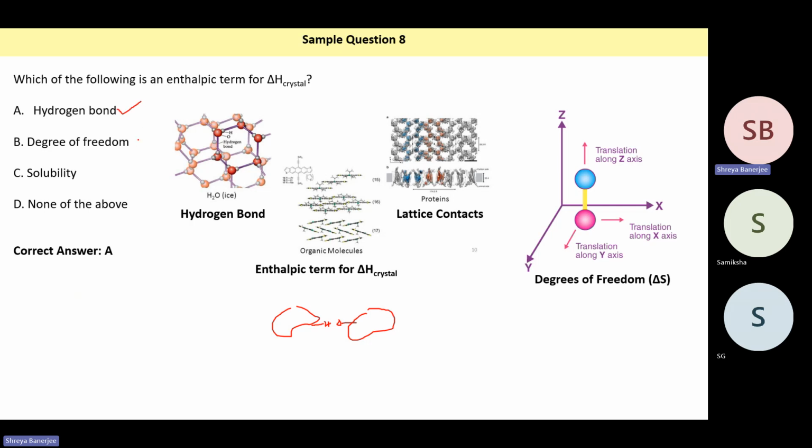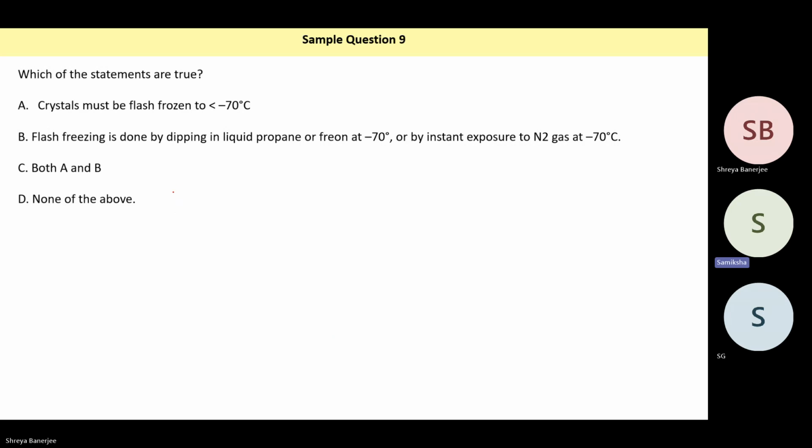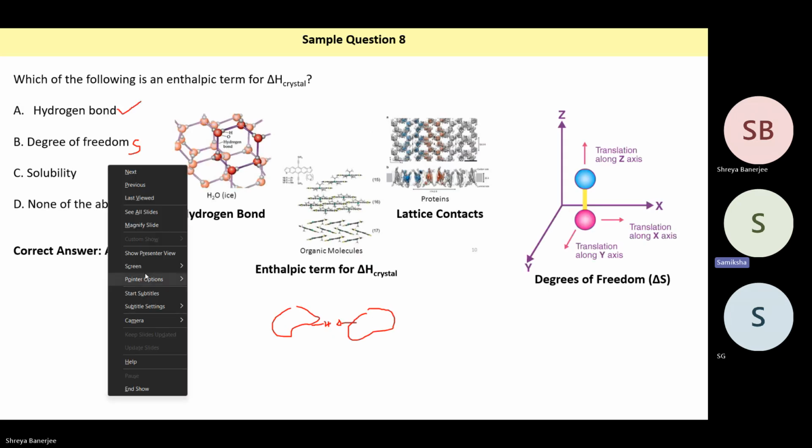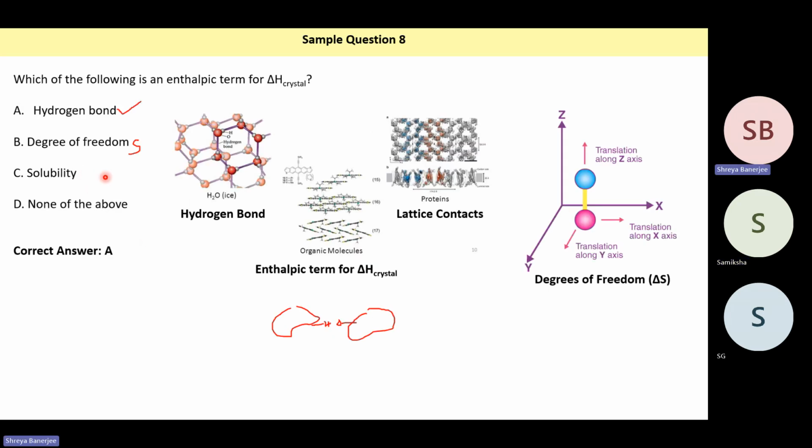Degrees of freedom contributes to entropic terms. So it will contribute to S, not H. Solubility doesn't really contribute to any of these. So the correct answer is only A, that is hydrogen bond. This degrees of freedom is contributing to entropy, so it is not part of the answer. Solubility can also contribute to entropy. Oh yes, solubility can contribute to entropy. You are correct. Very correct. True. But it will not contribute to enthalpy, so it is not part of this answer. Okay.